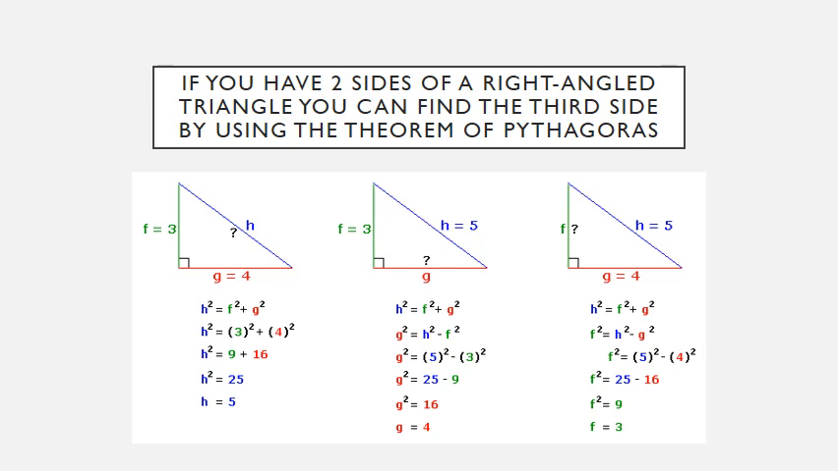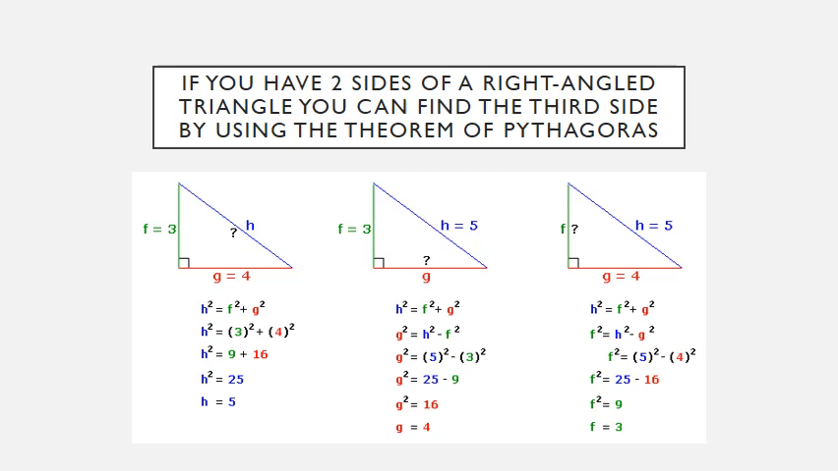Okay, so if you look at the left-hand side triangle, the two lengths that have been given are 3 and 4. Those are the two shorter sides, and those two squared and added together will give you the hypotenuse squared. Then we can also ask it in another way, where we give you the hypotenuse and another side of the triangle.